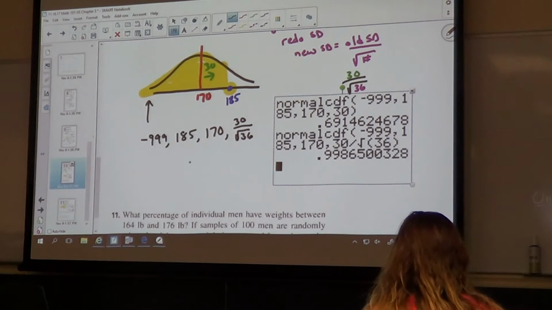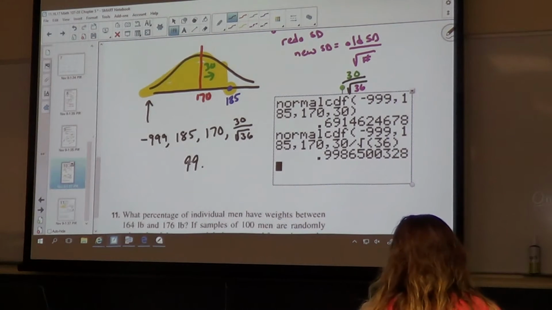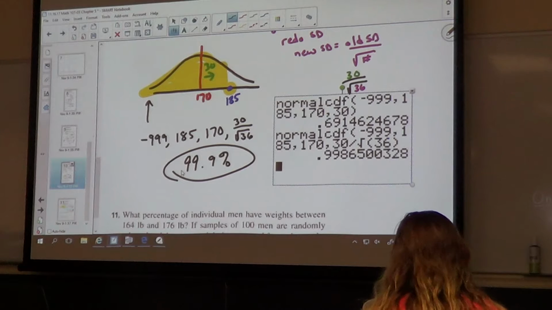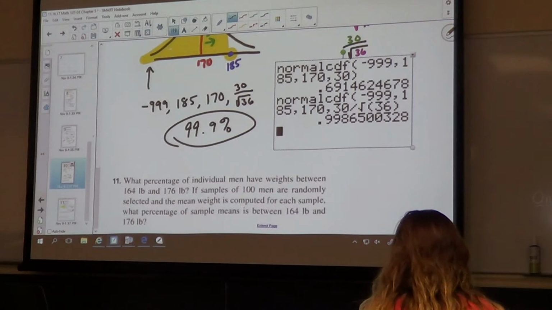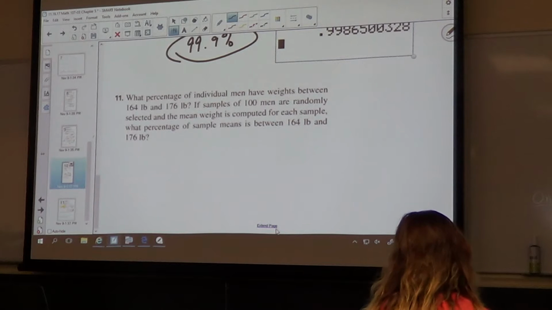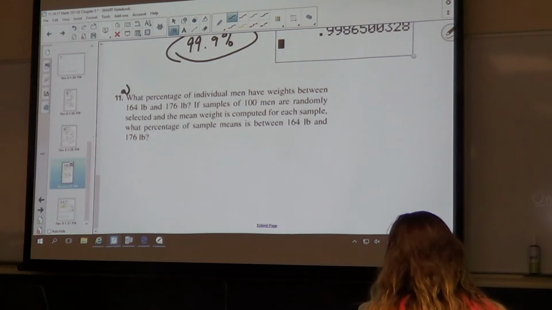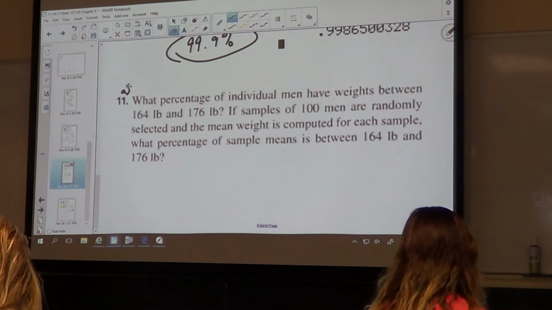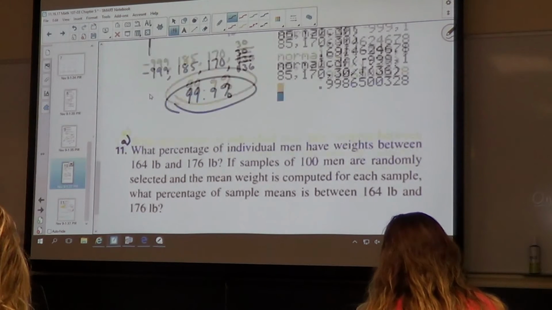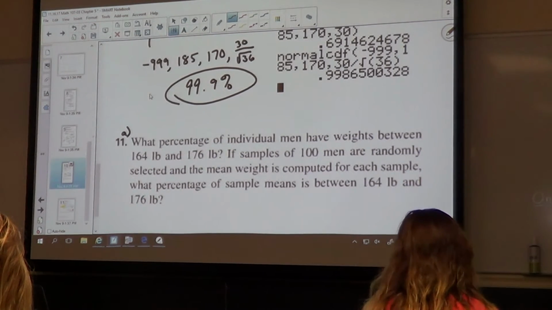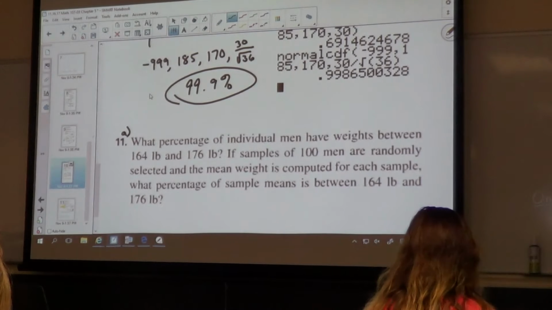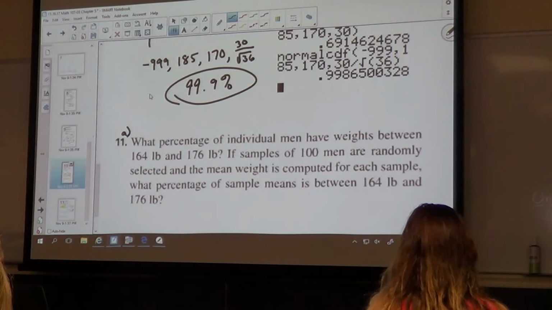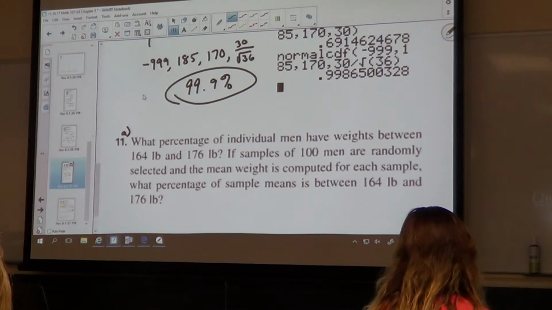So this one is going to be 99.86 or 99.9, however you want to write it. Let's do one more again. This is X. My calculator came up like 96 when I redid that, and then it's got the lower is negative 999, upper is 185, mean is 170, standard deviation, yeah, the 30.